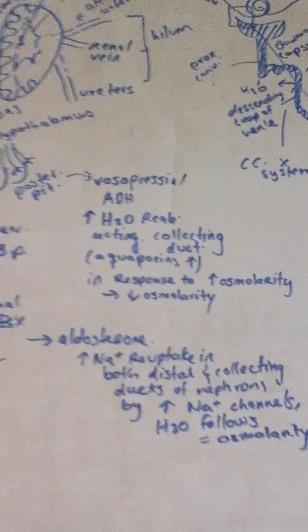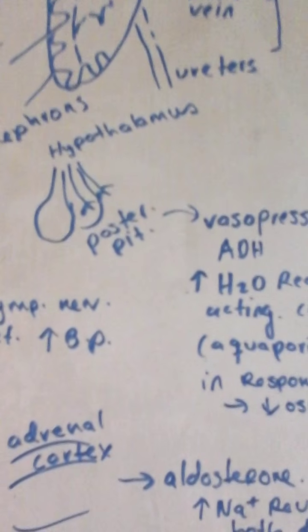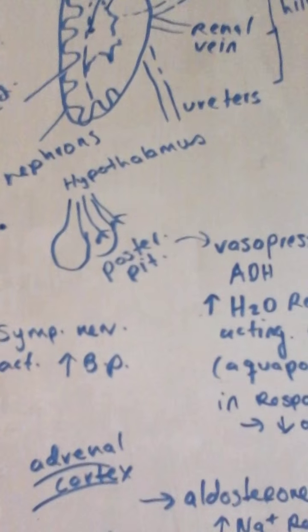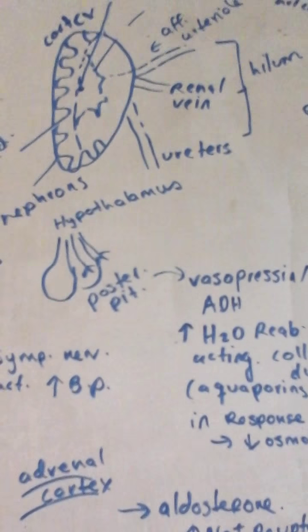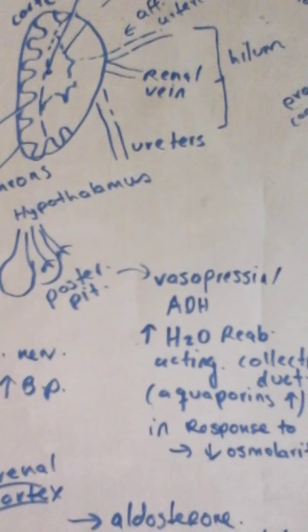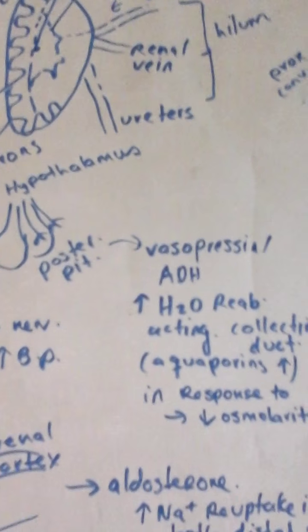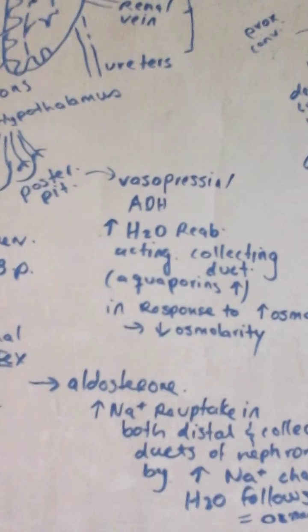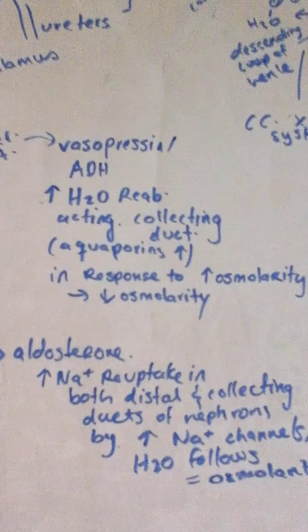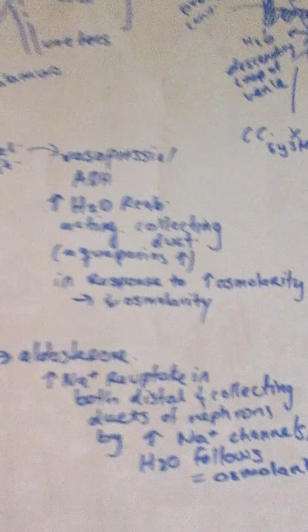Okay, now vasopressin. So let's take a closer look at the hypothalamus. So the hypothalamus is going to synthesize vasopressin or antidiuretic hormone, and it's going to send it down its axons to the posterior pituitary, which stores it and then releases it. So vasopressin or antidiuretic hormone responds to high osmolarity.